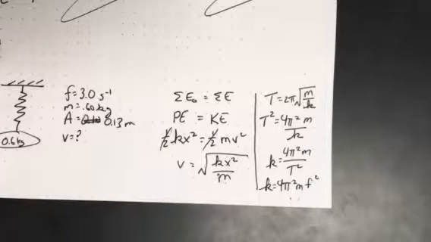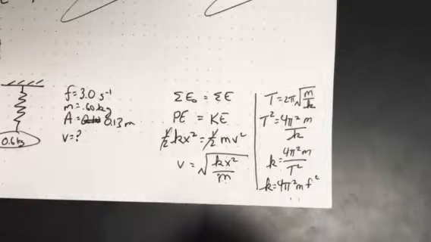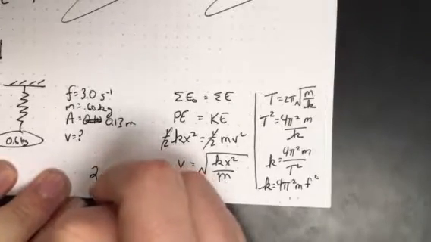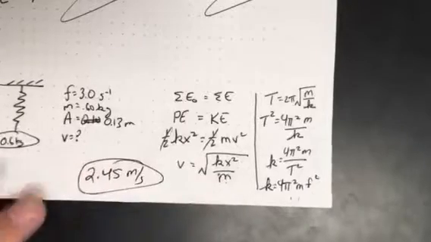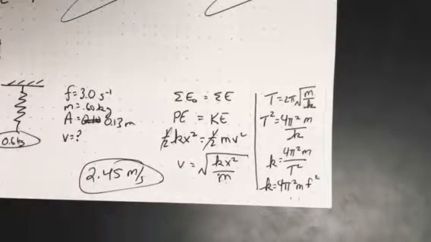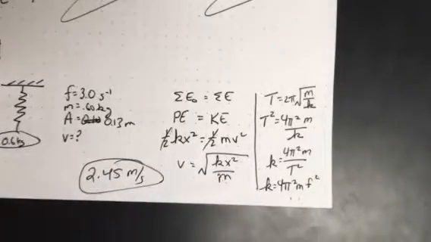When you do all that, I'll give you a chance to check that for yourself. What you should find is that at the center you are going 2.45 meters per second. So I'll give you a chance to try that.